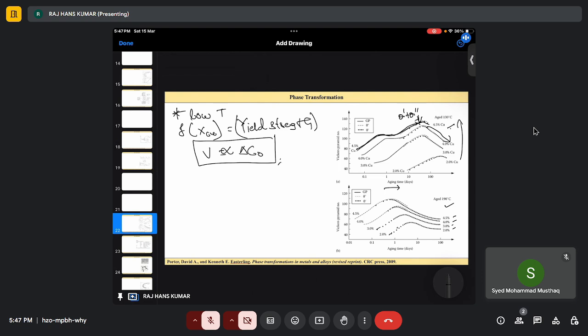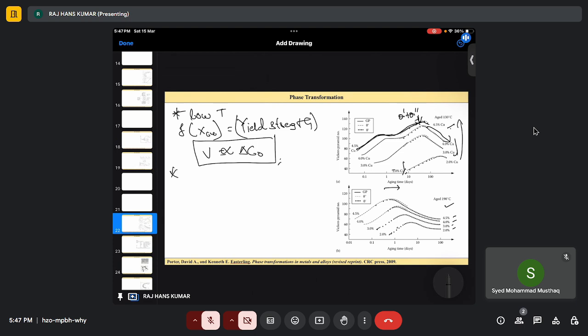Now, if the composition of copper in alpha is decreased, it requires a larger and larger amount of time to form GP zones, theta double prime, and theta prime. Right. So that is about this one.